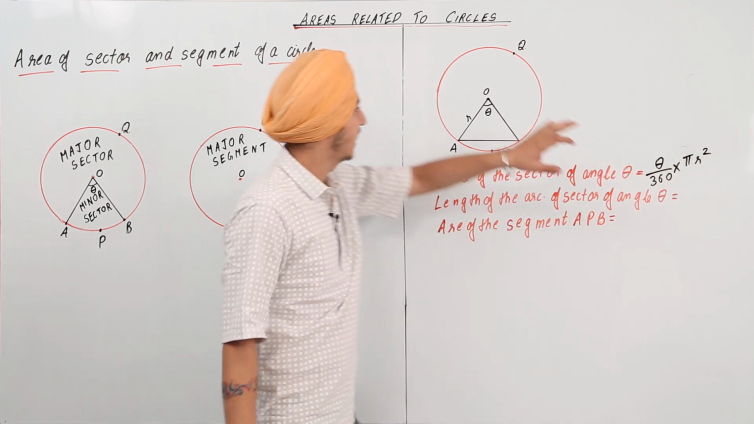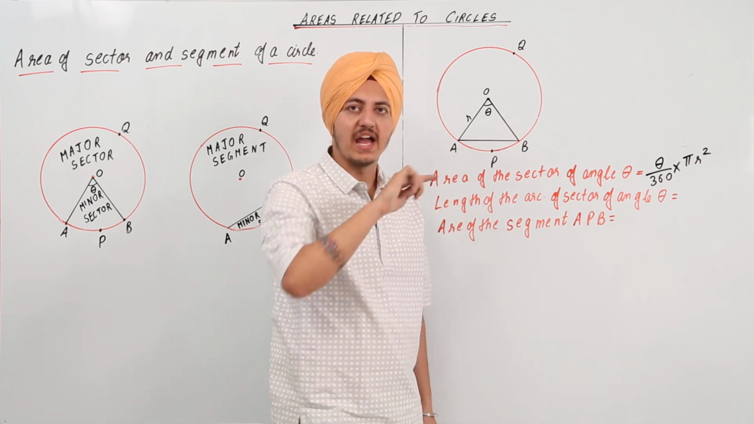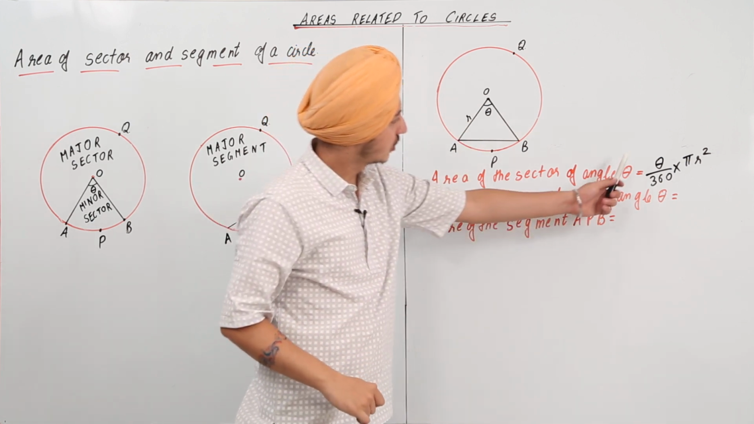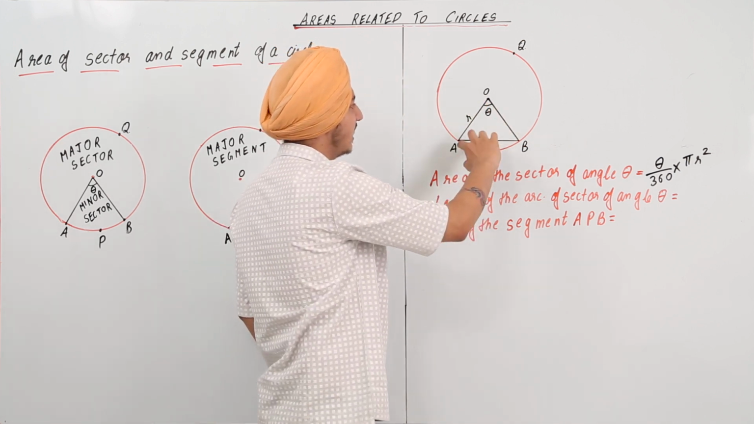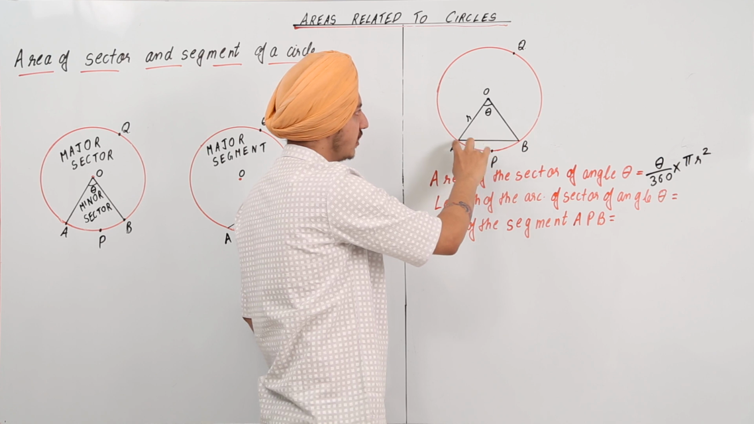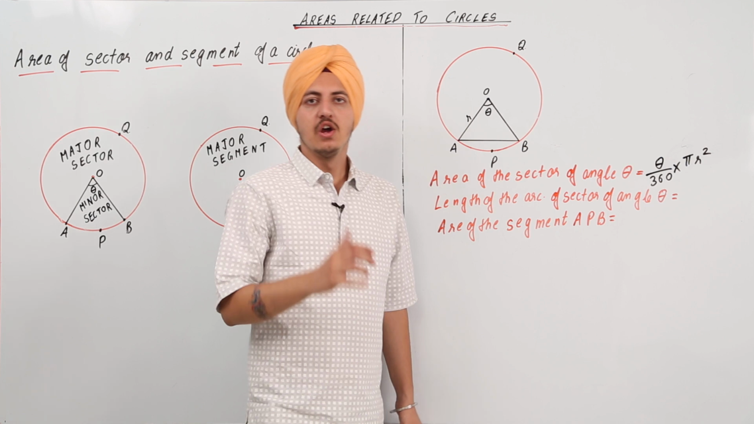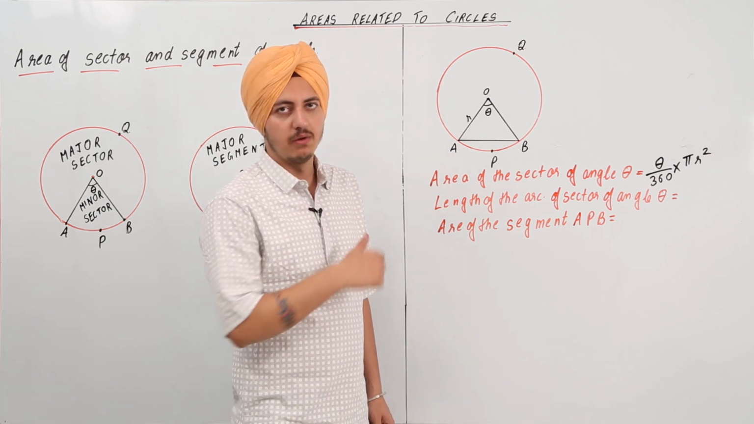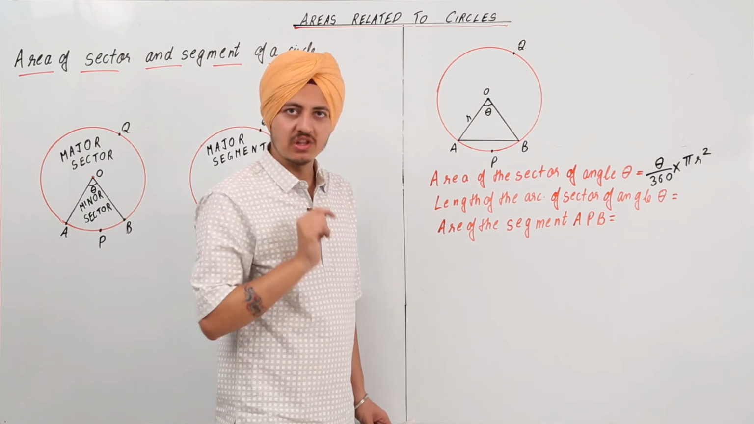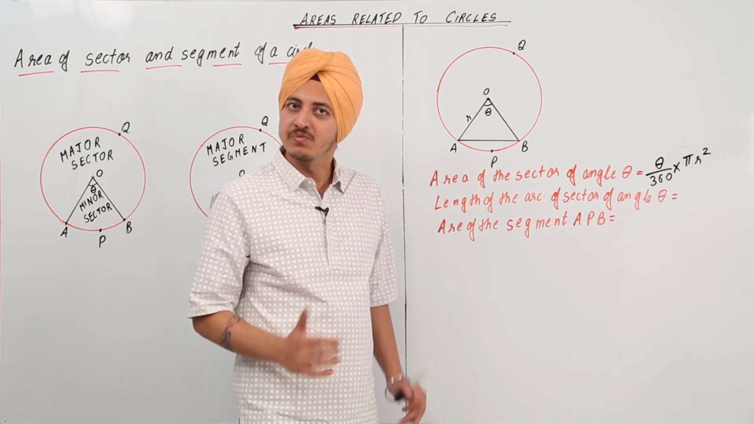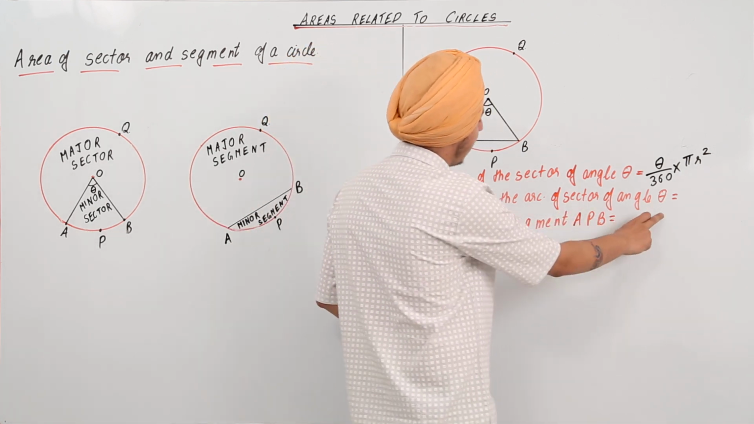What is pi r square? It is the area of the whole circle. What is 360? Starting from here to here, the angle of a circle is 360. So theta upon 360 into pi r square is the area of the smaller sector. What is the area of the major sector? It is equal to 360 minus theta upon 360 into pi r square. Simple.